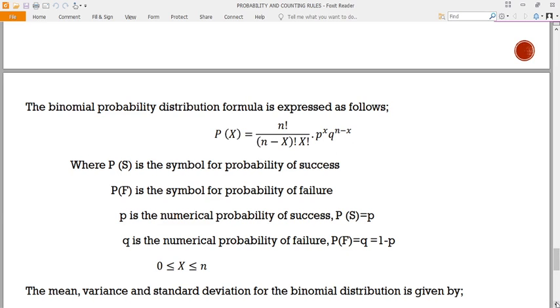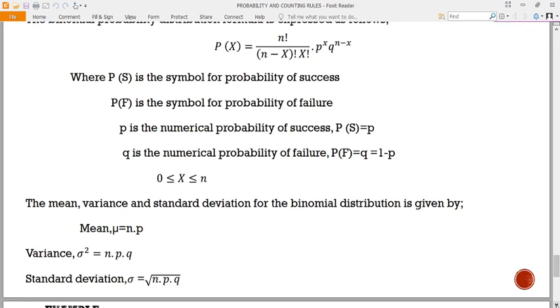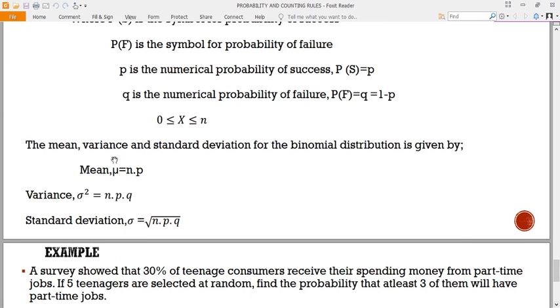And then we can also get the mean, variance, and standard deviation. So the mean is NP, where P is the probability of success, and N is the total number of elements or outcomes. Then variance is given by NPQ, where N is the total number of elements, P is the probability of success, and Q is the probability of failure. And then the standard deviation, from our previous lecture, we saw that standard deviation is the square root of variance. So when we get the square root of that, we get the standard deviation.